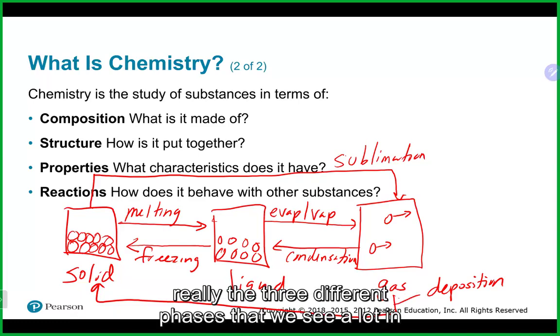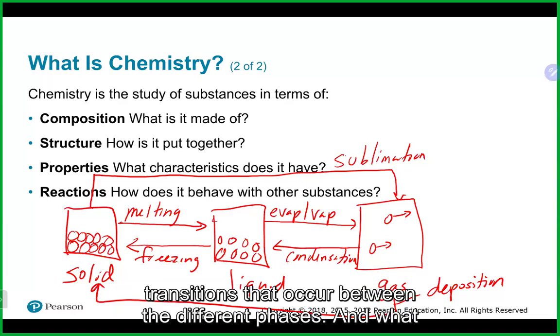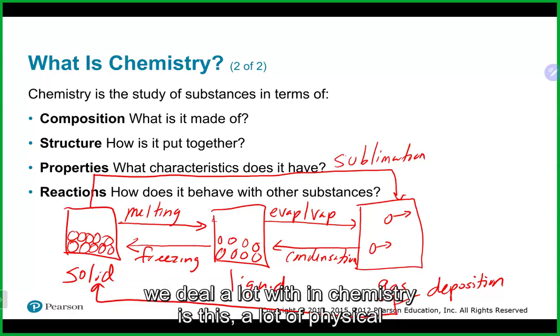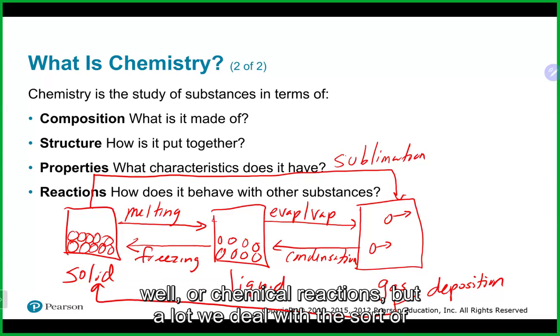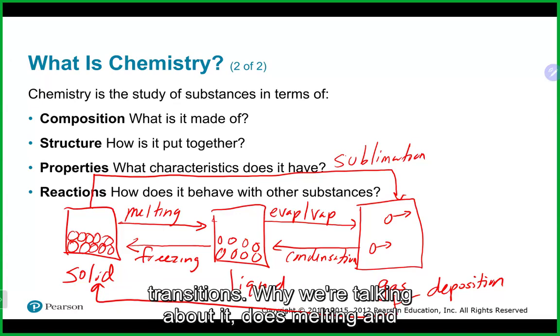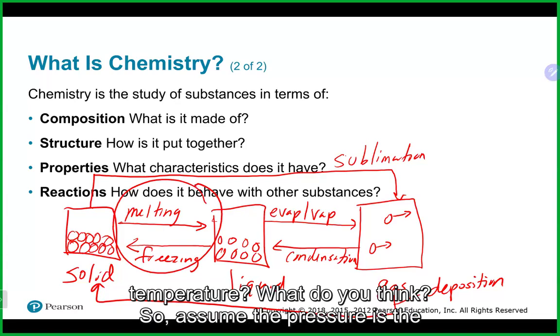So these are really the three different phases that we see a lot in chemistry. These are sometimes referred to as the 6 transitions that occur between the different phases. And what we deal with a lot in chemistry is a lot of physical changes. Obviously, we deal with a lot of chemical changes as well, or chemical reactions, but a lot we deal with these transitions. While we're talking about it, does melting and freezing occur at the same temperature or a different temperature? What do you think?